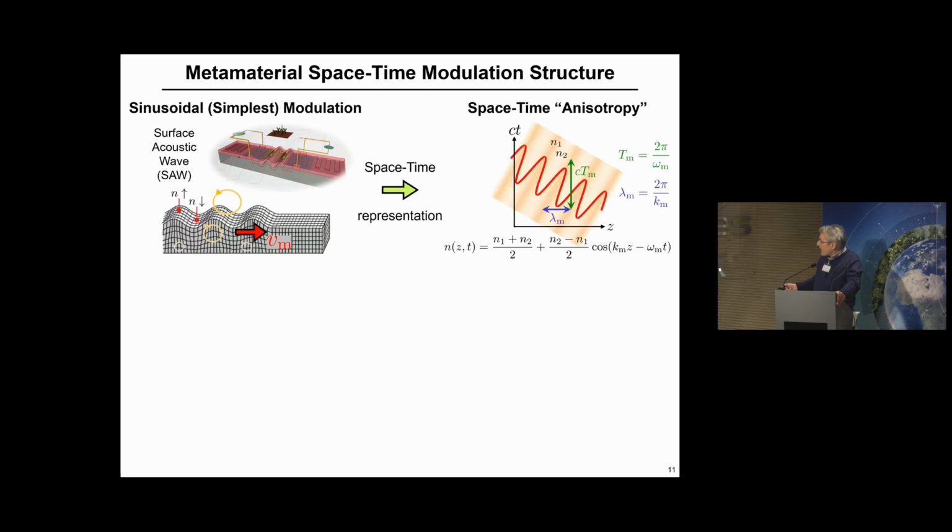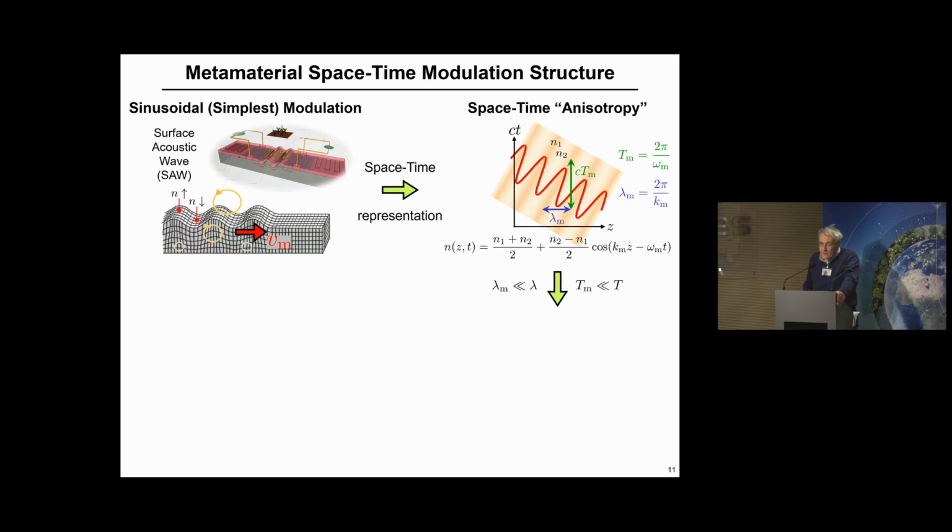So in a space-time diagram, you see here space and time, you can follow the crests and troughs. You see here the trajectories of them, and you have a period of this modulation in space and a period in time that are, of course, independent from each other, okay? So you have a space-time modulated index of refraction that moves along the structure.